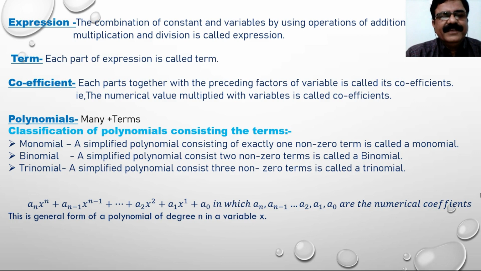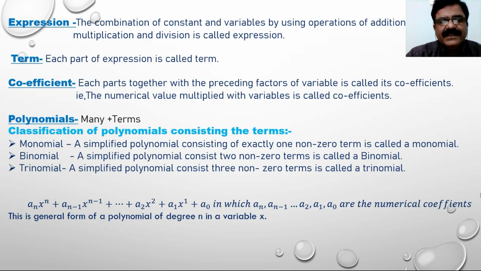First is the monomial. A simplified polynomial consisting of exactly one non-zero term is called a monomial. Binomial: a simplified polynomial consisting of two non-zero terms is called a binomial. Trinomial: a simplified polynomial consisting of three non-zero terms is called a trinomial.